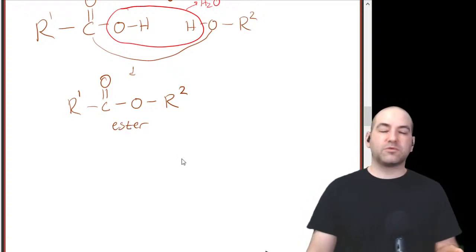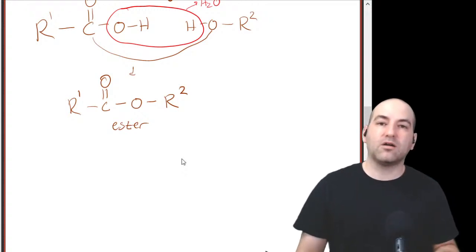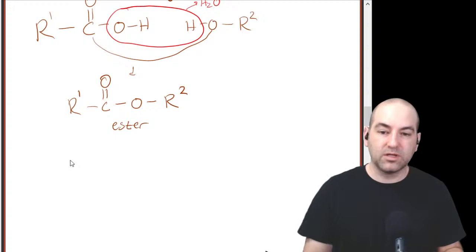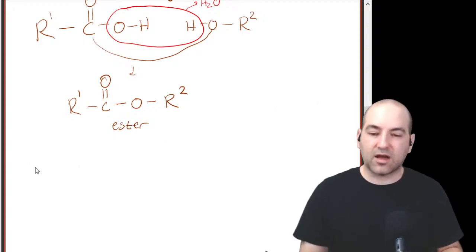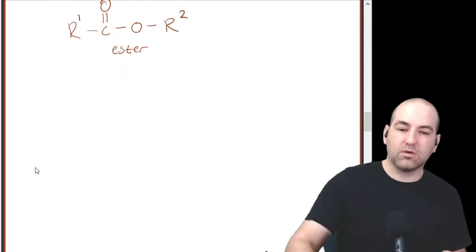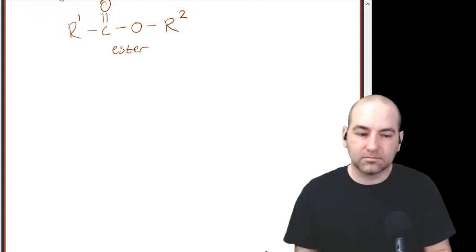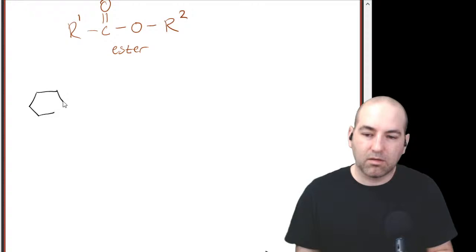So if you use this chemistry to produce polymers, then what you're making are called polyesters, which you've probably heard of. Polyester is a really, really common polymer. So let's look at a couple examples here of real world ones that are common. So this is perhaps the most common polyester out there.